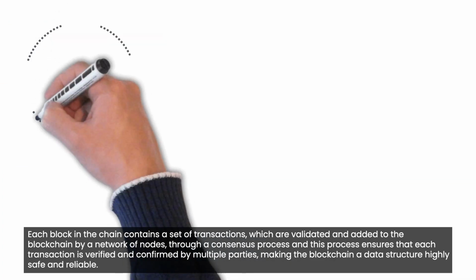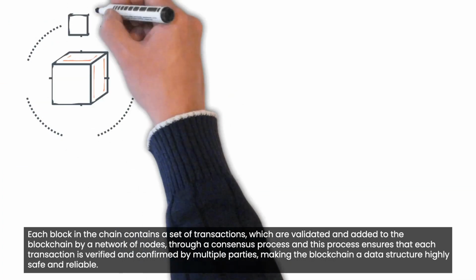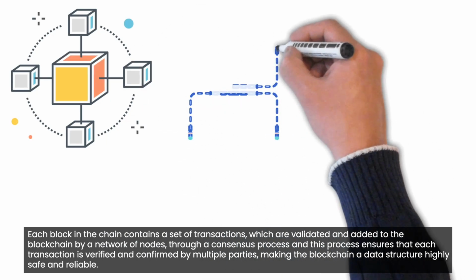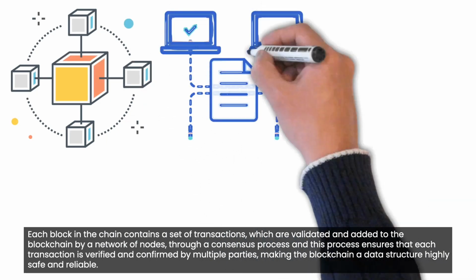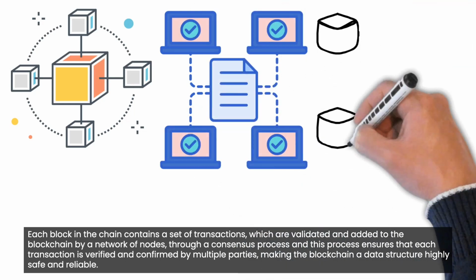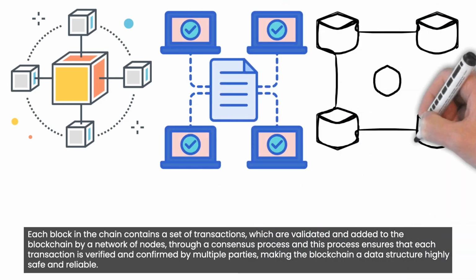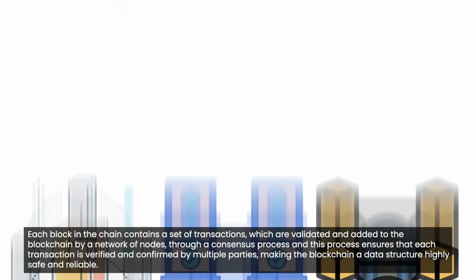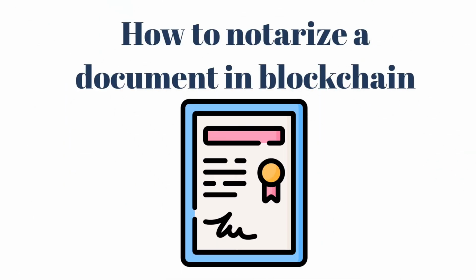Each block in the chain contains a set of transactions, which are validated and added to the blockchain by a network of nodes through a consensus process. This process ensures that each transaction is verified and confirmed by multiple parties, making the blockchain a highly secure and reliable data structure. How to notarize a document in blockchain.